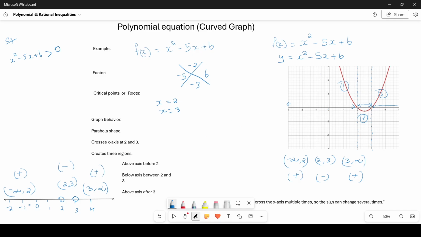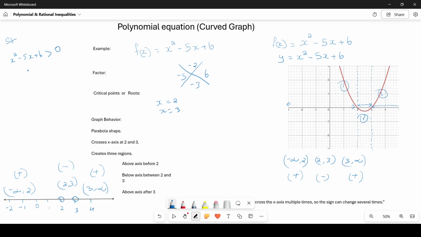Just substitute a value from each interval back into the original equation and analyze the result. If the result is positive, then the sign of the entire interval will be positive. In the next interval, if we substitute and the result is negative, then the sign of this interval will be negative. Like that you need to find.